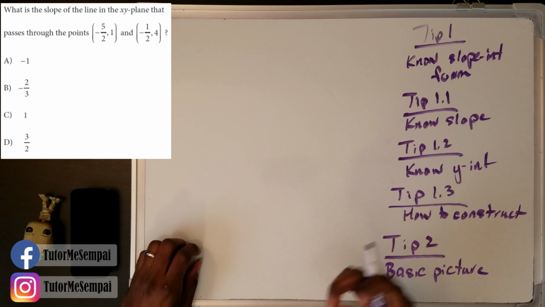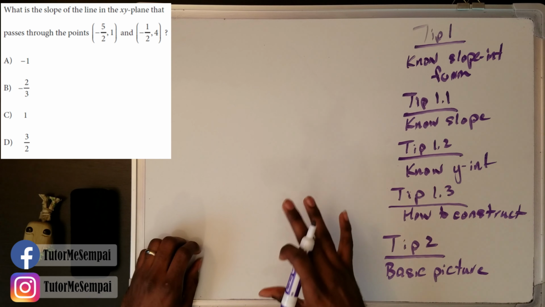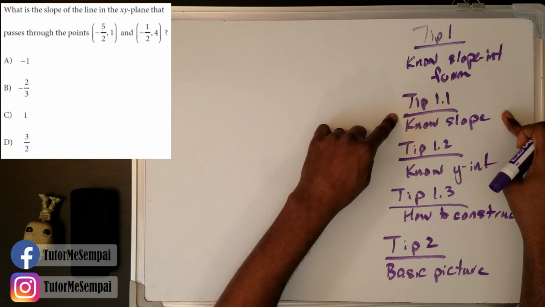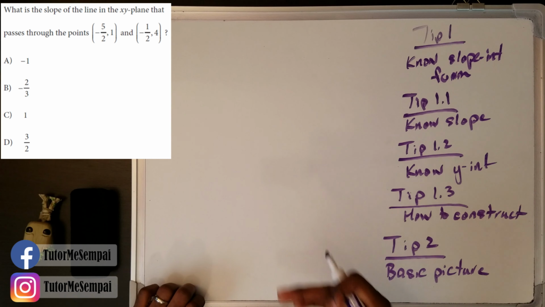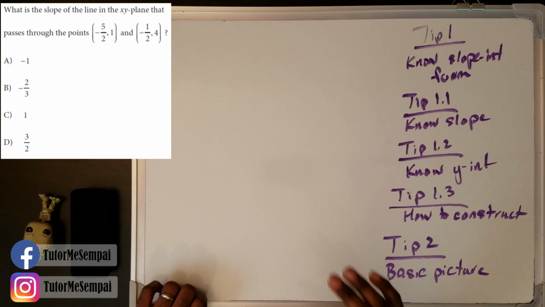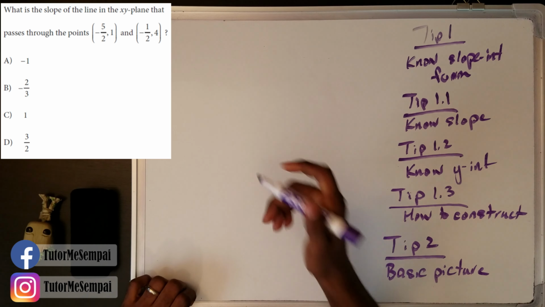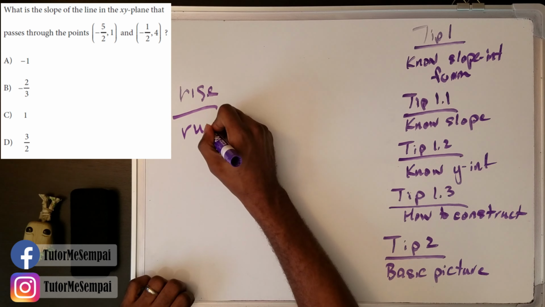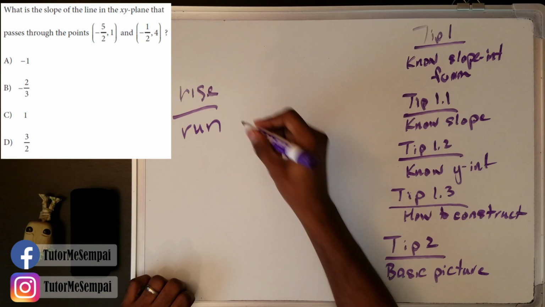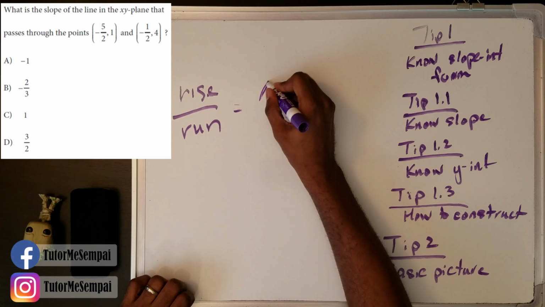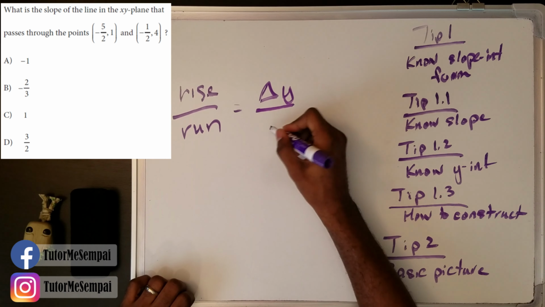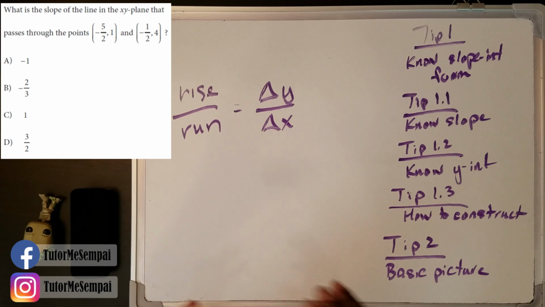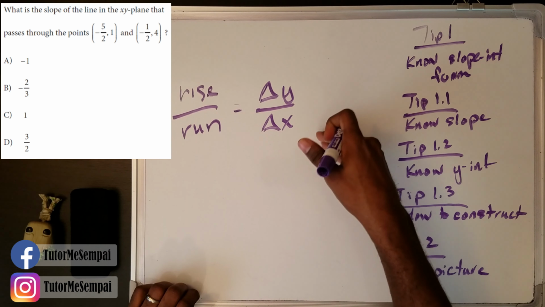So this question is going to have us find the slope of our line that passes through 2 points. As we discussed in tip 1.1, knowing your slope also means knowing how to find it. And if this is an area that you struggle with, I want you to remember rise over run. That is how you're going to find your slope. This translates to your change in your y value over your change in your x value. So your slope is going to be your rate of change, your rise over run.